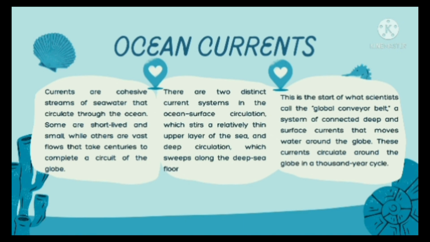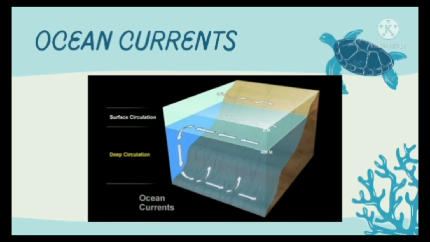There are two distinct current systems in the ocean surface circulation, such that there is the involvement of the downwelling and upwelling processes in the layers of the sea surface. This illustration of the surface circulation as well as the deep circulation shows that the ocean currents have a layered movement in the surface as well as the deep or the hadal part.